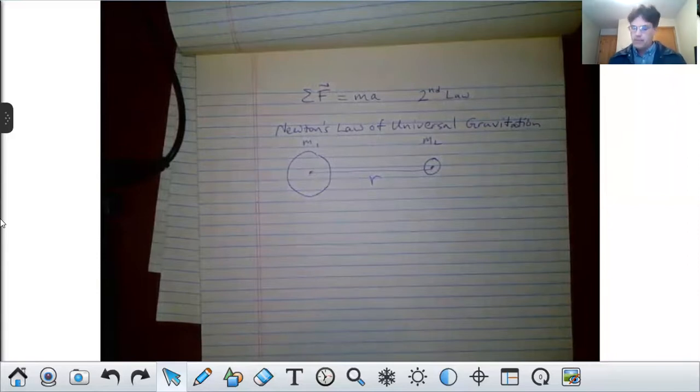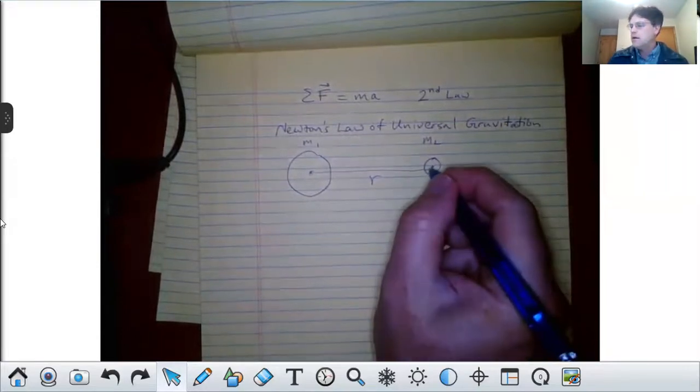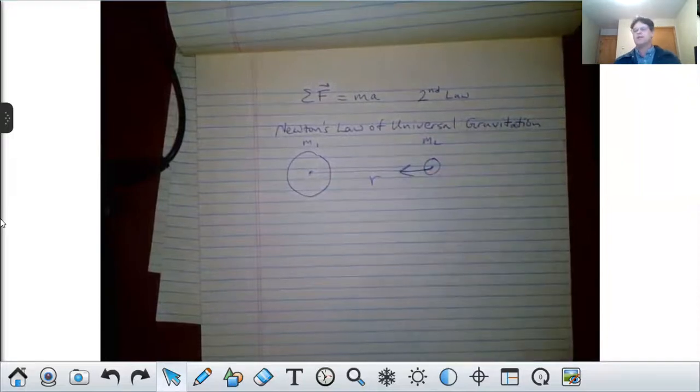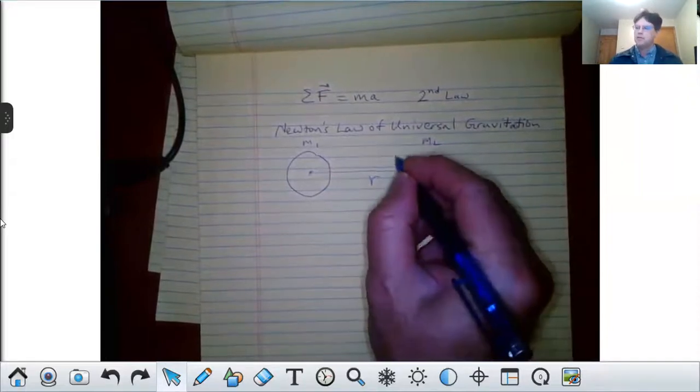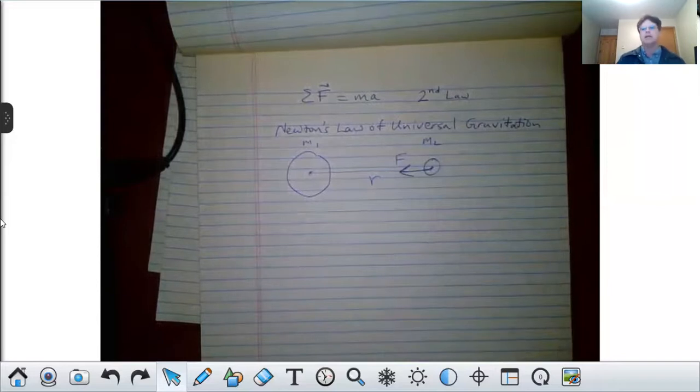Now, the direction of the force is pretty easy. Newton's law of universal gravitation says that gravity is always attractive. So any two masses want to attract one another, right? So M1 is going to pull to the left on M2, right? It's going to attract it.